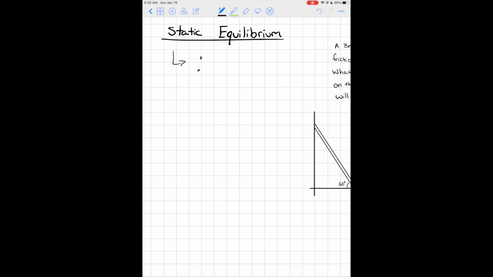First off, the things involved don't accelerate. There's no acceleration of the system. I mean, that's normal equilibrium. The thing that makes it static is that things not only don't accelerate, things don't move. So we can't have any acceleration, and things don't move. And when we say things don't move, we mean linearly and rotationally, angularly.